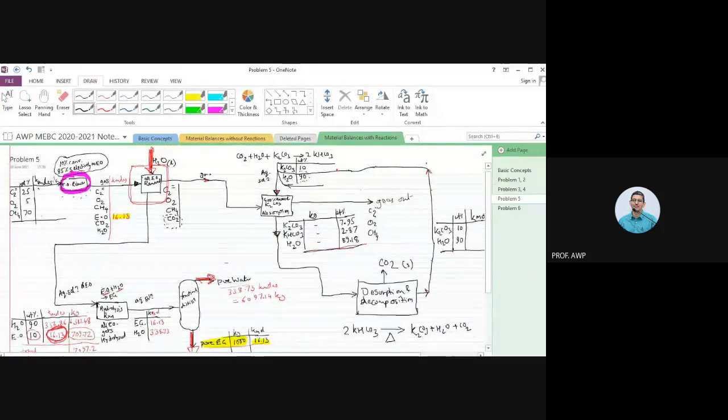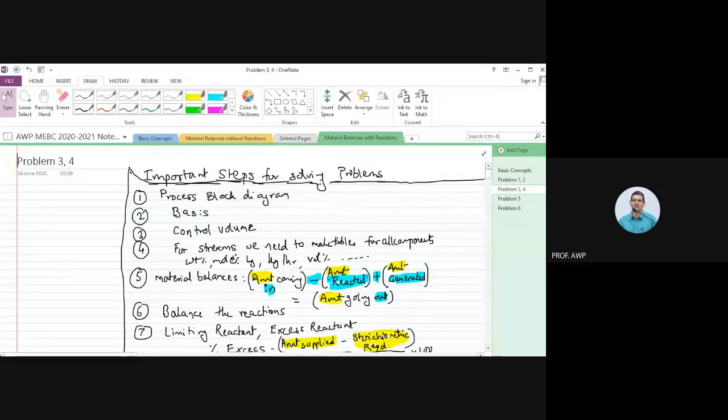So X will be 189.76. Now, once I have these kilomoles of ethylene in the fresh gas, I know the volume percent, so I can calculate how many kilomoles of oxygen there will be, and how many kilomoles of methane there will be. Once I do this, then this is like your previous problem.